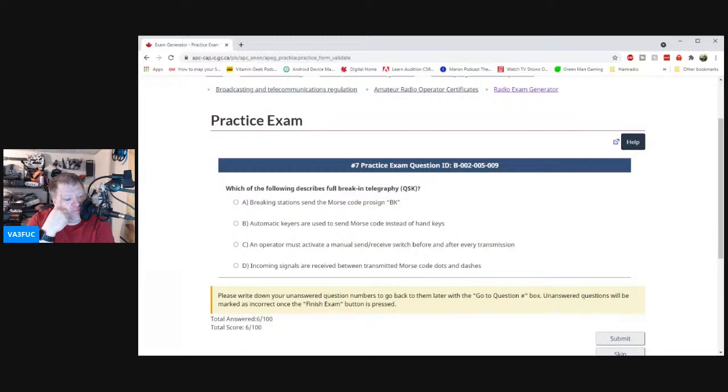This is a fun one. This is something with Morse code. I'm not really good with my Morse code information. But if I remember correctly, I think BK is the break that we use, like short BK means break or something like that. I think that's what they're asking for.